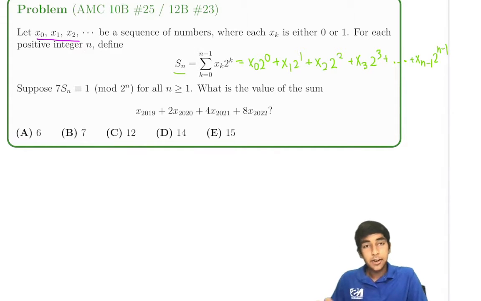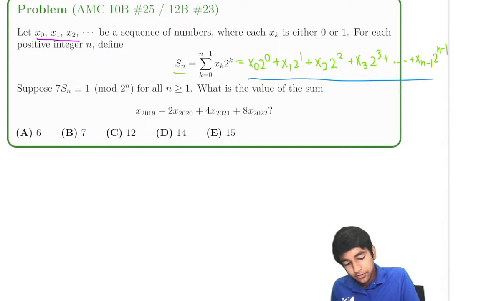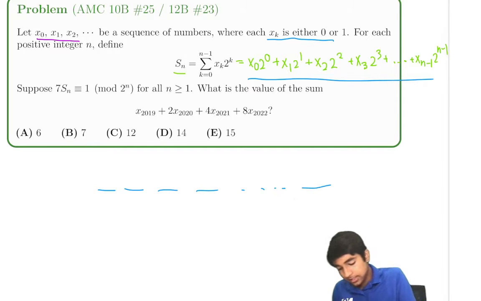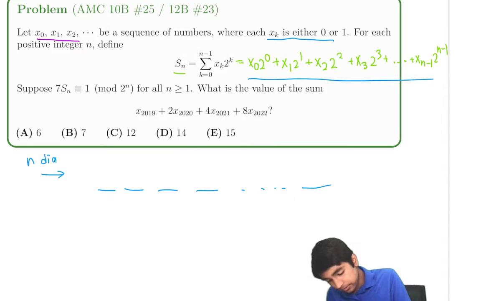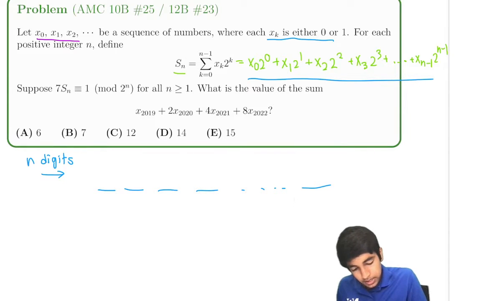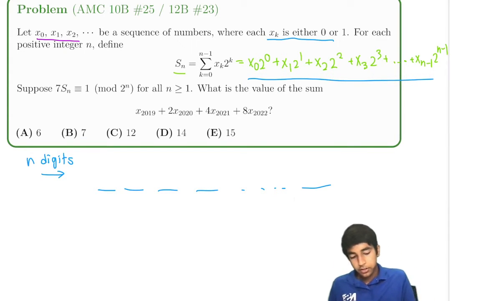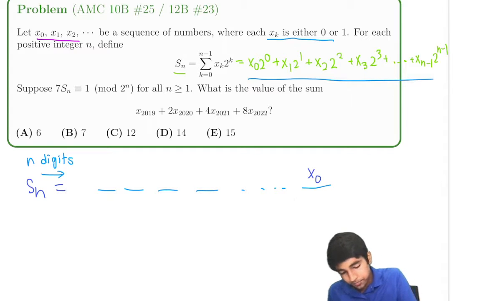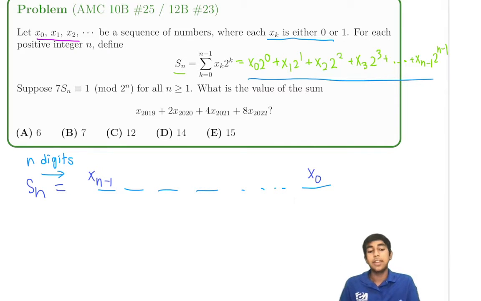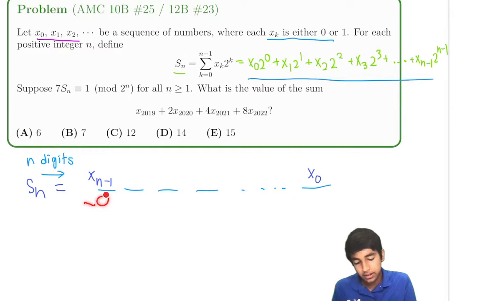So what is this in binary? If we express this number in binary, because each x_k is only 0 or 1, we can see that there are n digits. Why are there n digits? Because there's n different powers of 2, 0 to n minus 1, and each is being multiplied by 0 or 1. That's a binary number. So S of n equals this binary number, x of 0 all the way till x of n minus 1, for a total of n digits, right? Because there's n of those x's that make up S of n.